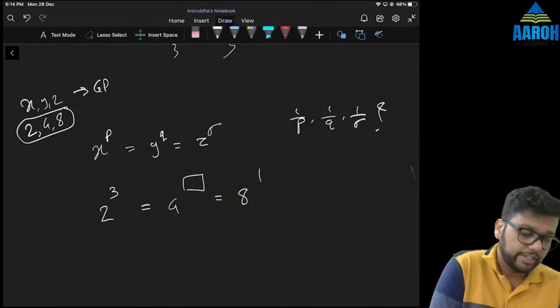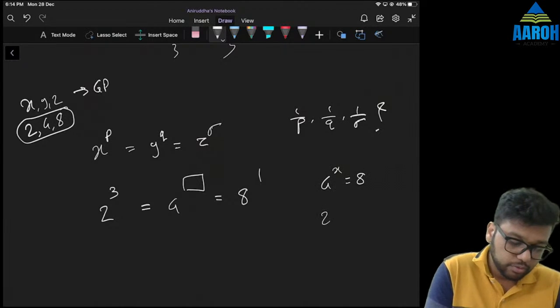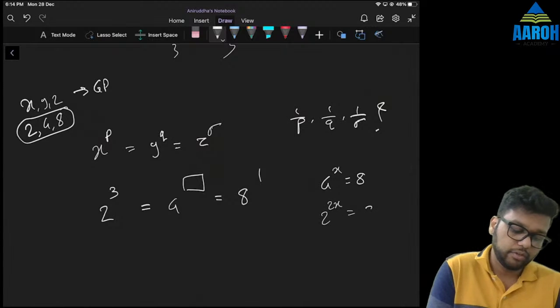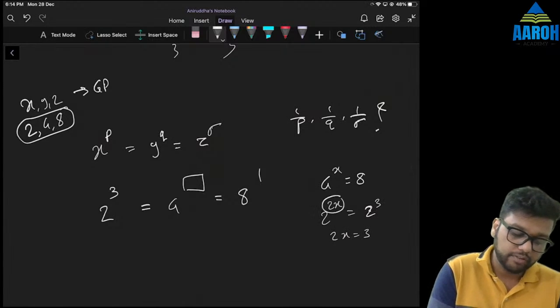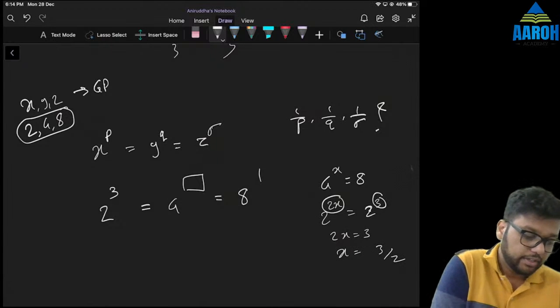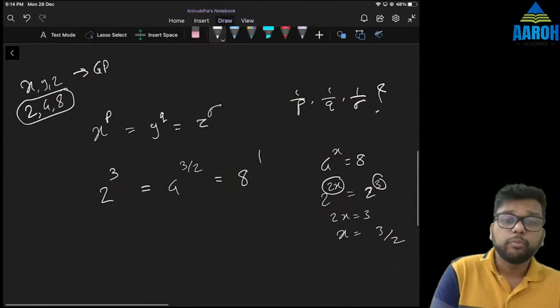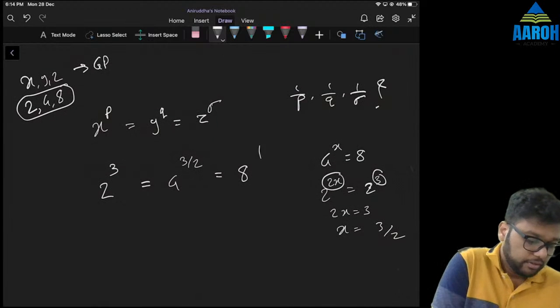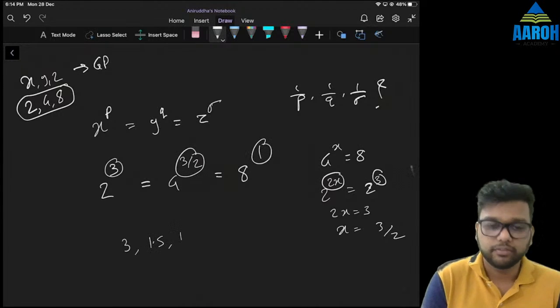We can solve it separately. 4 raised to what is 8? We know that 4 is 2 square, so 2 raised to 2x is equal to 2 raised to 3. That means 2x is equal to 3, powers will be same. That means x will be equal to 3 by 2. So here 4 raised to 3 by 2 should be there. 3 by 2 means 1.5. So it is going to be p is 3, q is 1.5, sigma is 1.